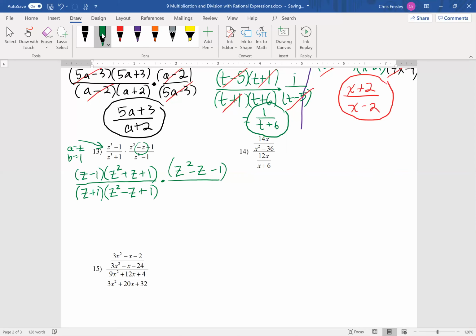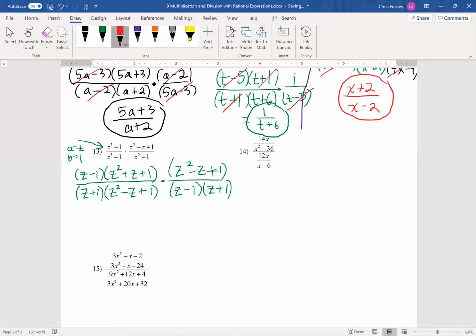The bottom does factor though. That's the difference of two squares. Lots of z's and 1's in this one. So now we take a look carefully. Oh, you know what? I couldn't see it. I circled that z. Let me erase this. Look at that. It was a plus there. I copied it down wrong.